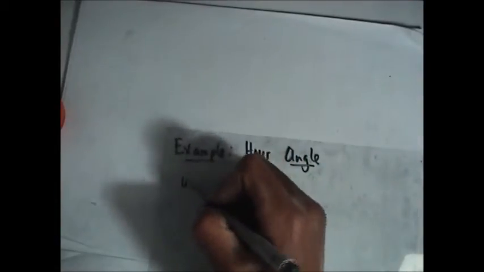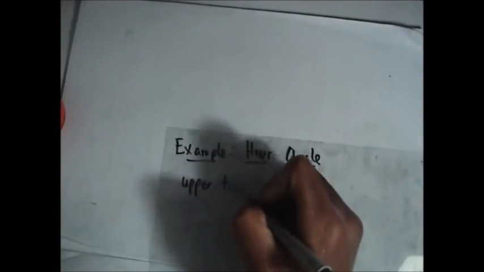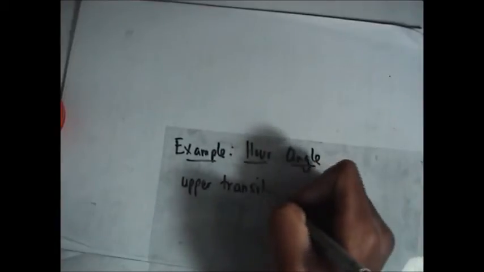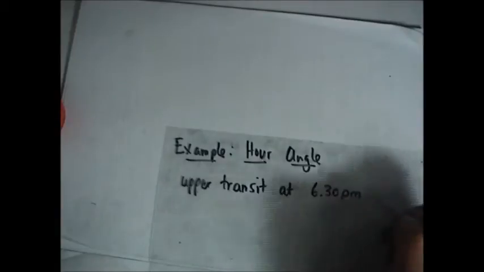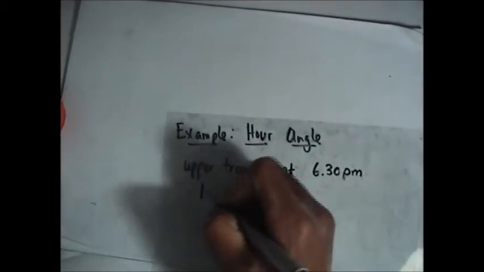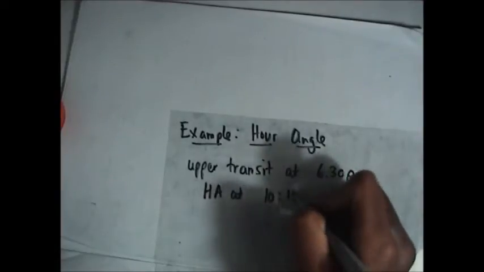Okay. In this example we are just going to do an example for our hour angle. We are told that a certain star is in upper transit at 6:30 p.m., and then we are asked to find the hour angle at 10:15 a.m.